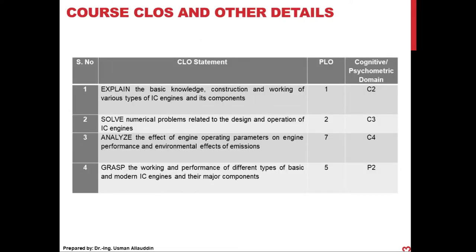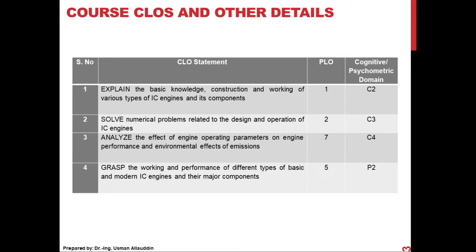So these are the course learning outcomes. The course of internal combustion engine has four course learning outcomes. The statements of CLO1, CLO2, CLO3, and CLO4 are written and mentioned in this table. CLO1, CLO2, and CLO3 are related to the theory of the course, while CLO4 grasps the working and performance of different types of basic and modern IC engines and their major components. It is related to the practicals.